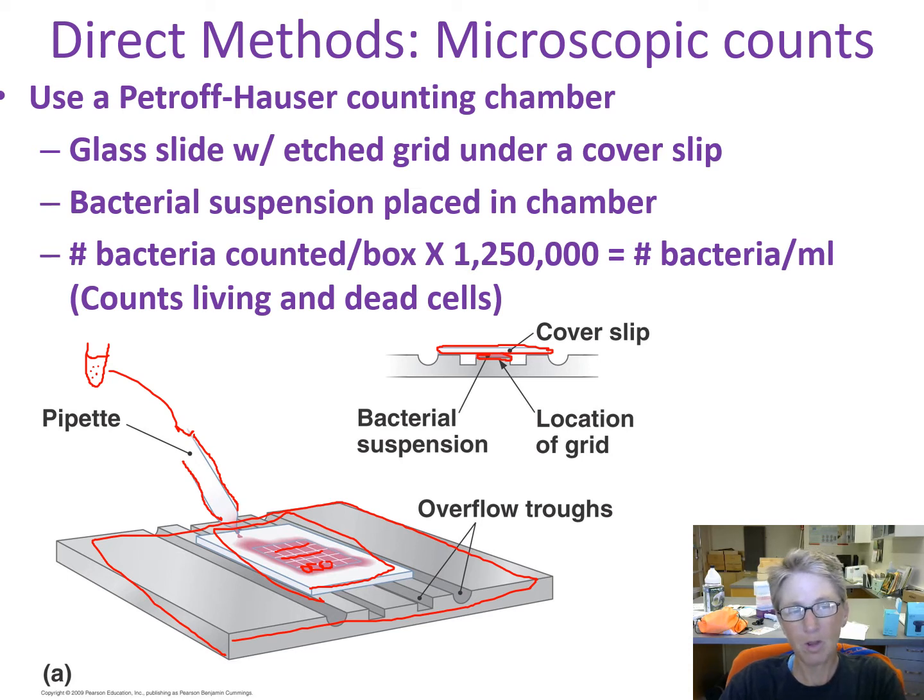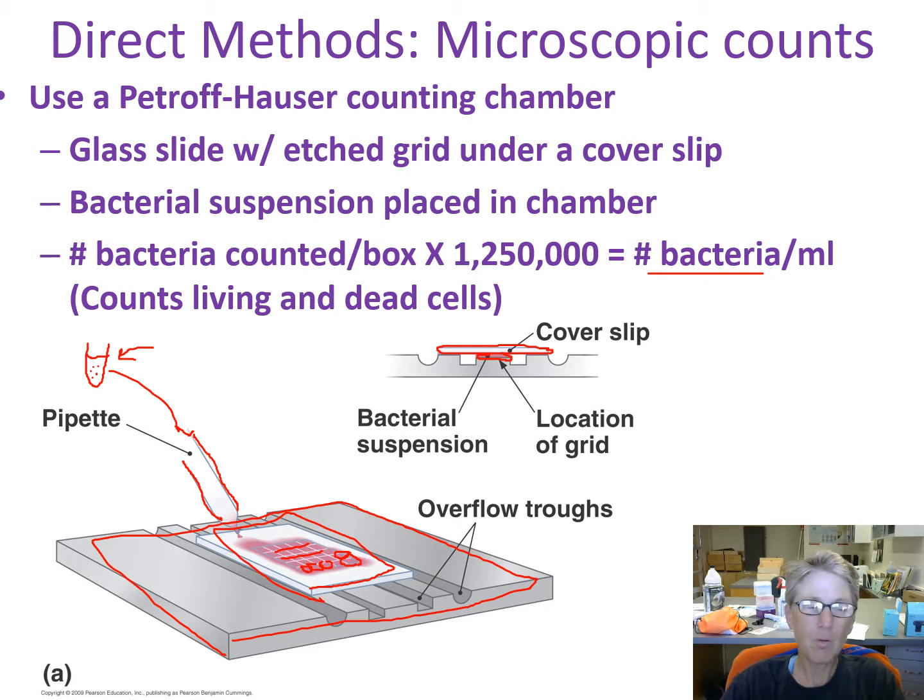And then it shows the number of bacteria counted per box. So let's say in this box you count 5 microbes. In this box you count 7 microbes. But you take the number of bacteria counted per box times 1,250,000, and that will give you the number of bacteria per mL in your original sample.